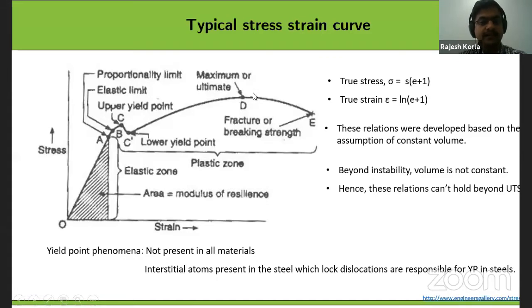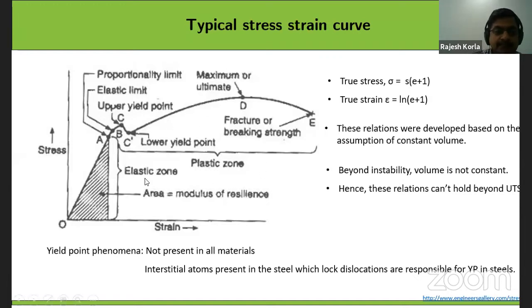This is called necking instability, and the stress at which this instability happens is called the ultimate tensile stress, and further the stress basically decreases. This is the typical curve. The area under the curve up to this point is called the modulus of resilience, which is very important for shock absorbers, for materials applied in shock absorbing, like for example bumper bars and all those things.